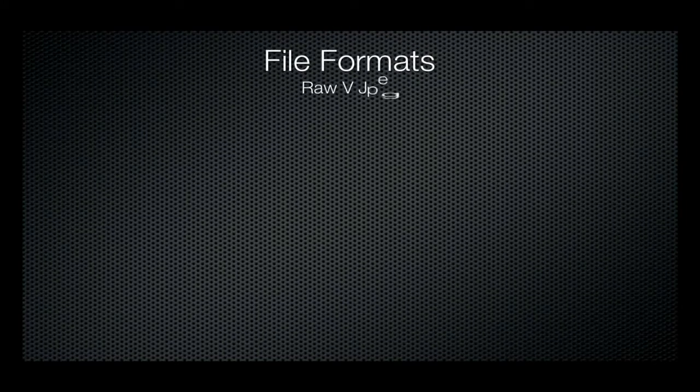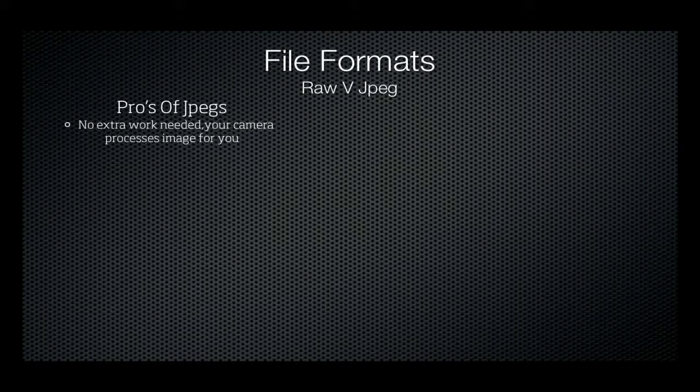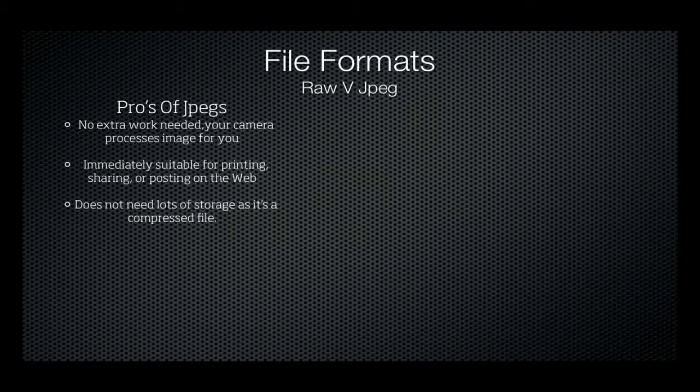Now, RAW versus JPEG. Let's just go through some of the pros and cons of JPEGs. The pros of JPEGs are there's no extra work needed. You shoot it, and the image is finished. It's all done in camera. You can then offload it and upload it to the web or print it out, and the job's done. It's immediately available for printing, sharing, posting to the web. It also does not need lots of storage. JPEGs are generally compressed. You can usually choose the amount of compression you want, so they store quite nice and small on your computer or on a DVD.